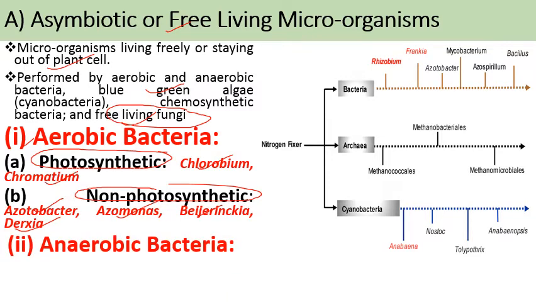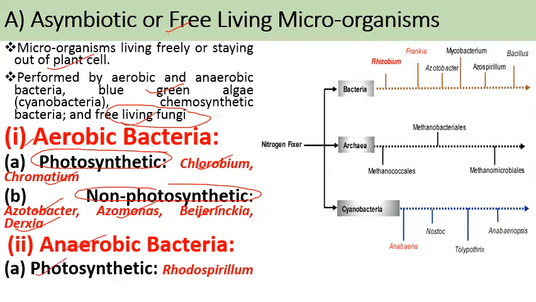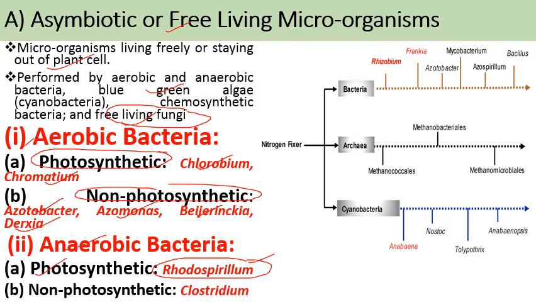Next category is anaerobic bacteria. It means they do not require oxygen for their metabolism. Firstly, photosynthetic anaerobic bacteria, which include Rhodospirillum. Then non-photosynthetic anaerobic bacteria, which include Clostridium. So these are some microbes which are independent and free living and fix nitrogen. Next, the second class is chemosynthetic bacteria.